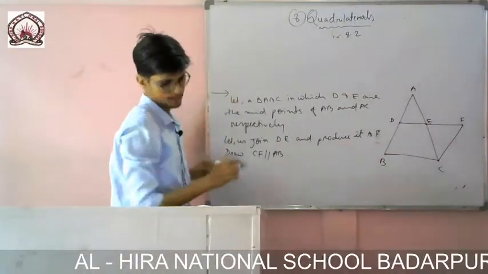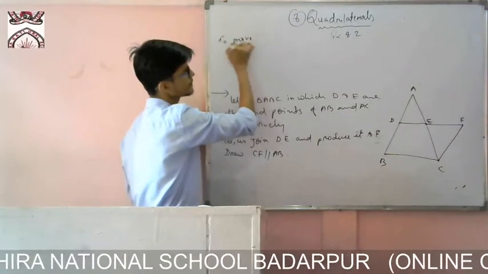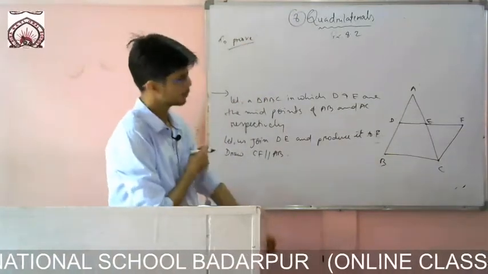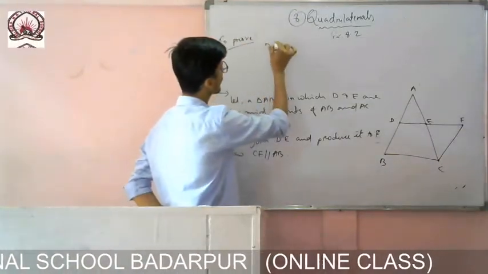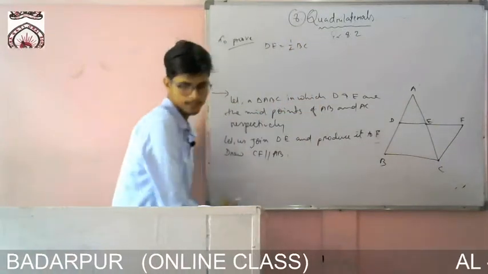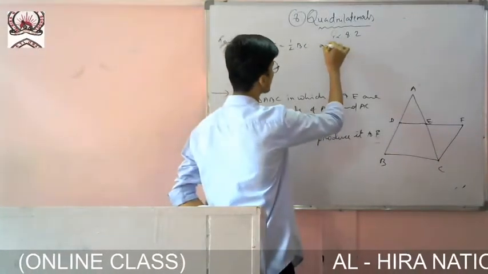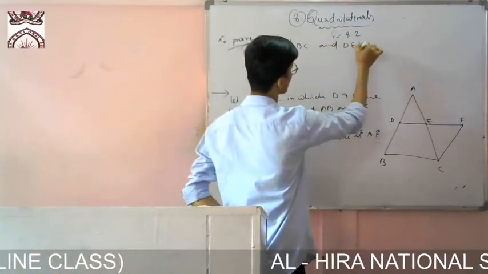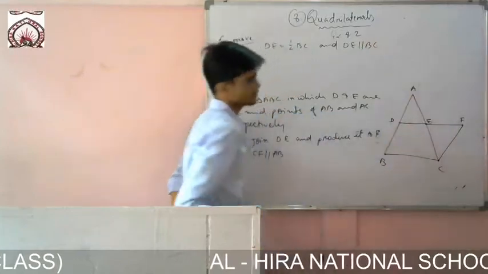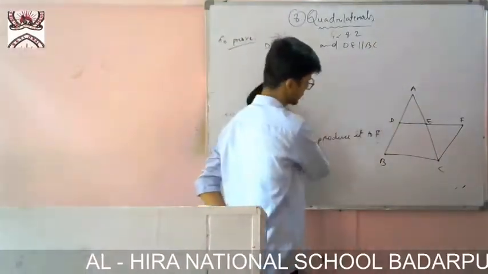So you write, to prove. What I have to prove? That DE is equal to half of BC, and DE is parallel to BC. So these two I have to prove.